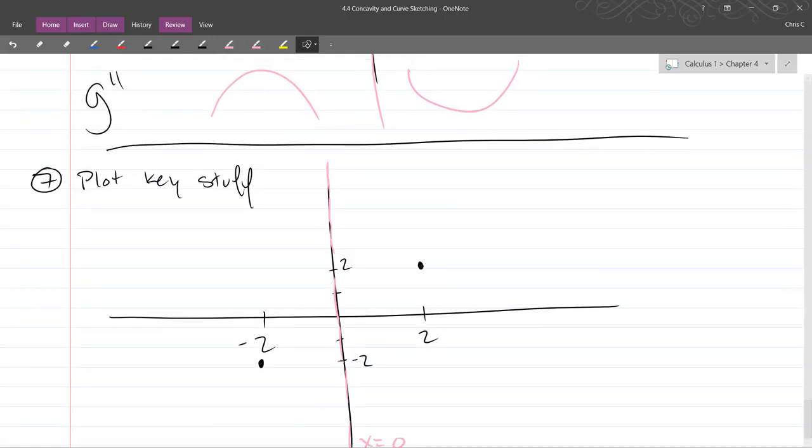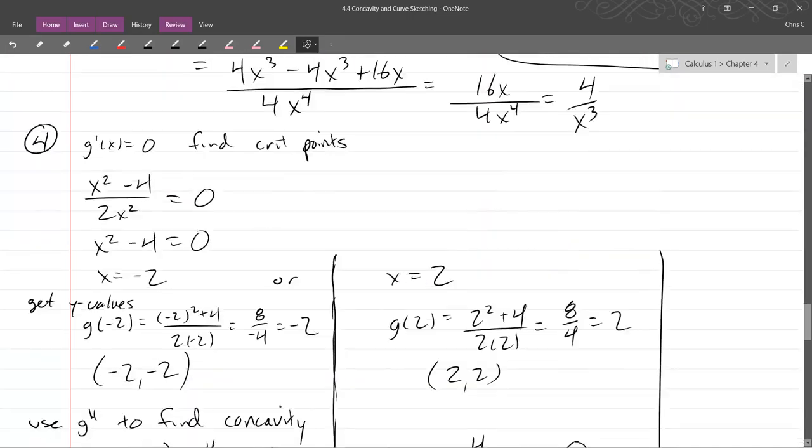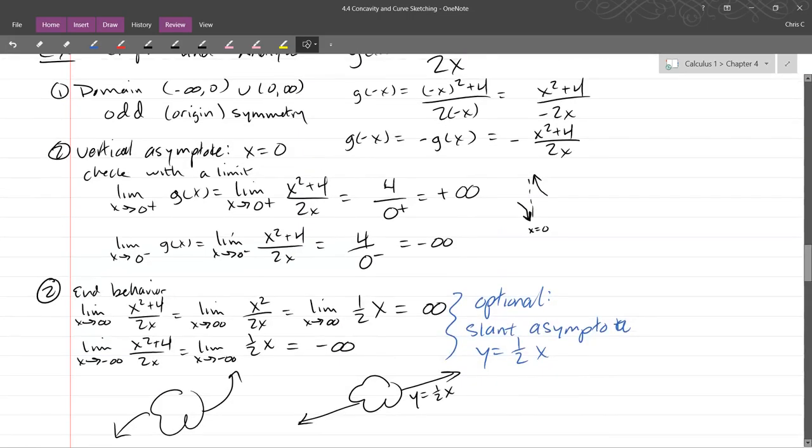I also know this is a local min and that's the local max. So I can draw a little bit of how it's going to look right there. So I know around there, every other point is going to be a little bit bigger. I think that's about all that I can draw. Really didn't get any other information.